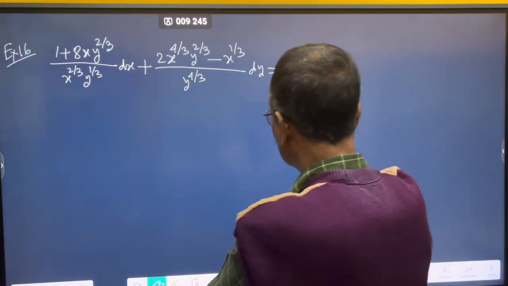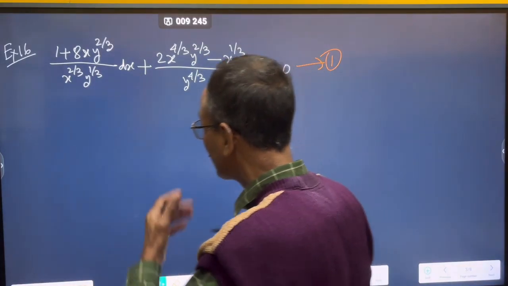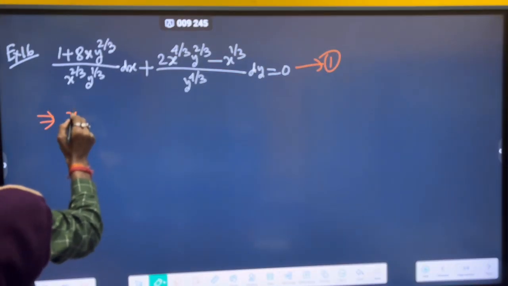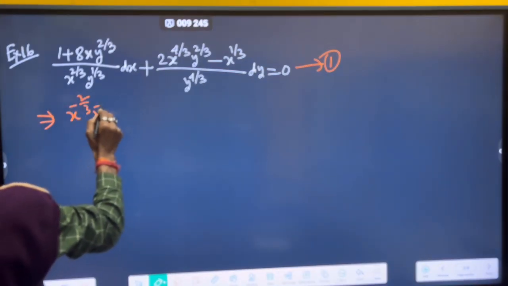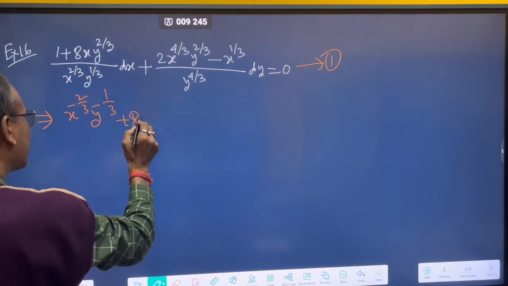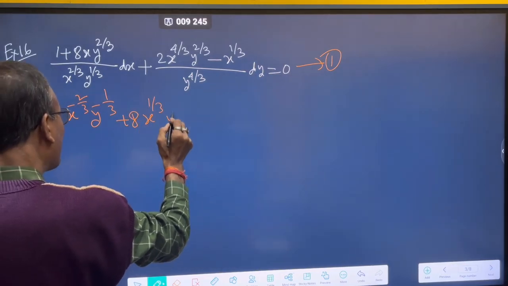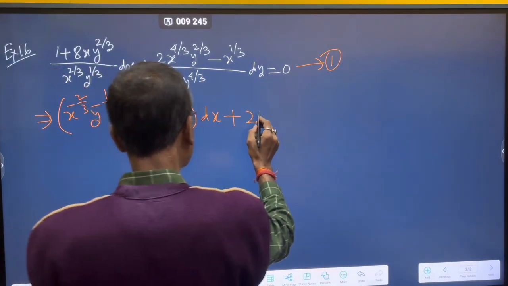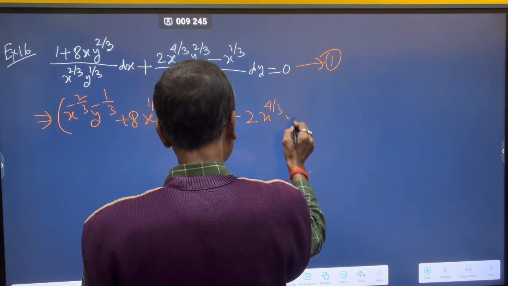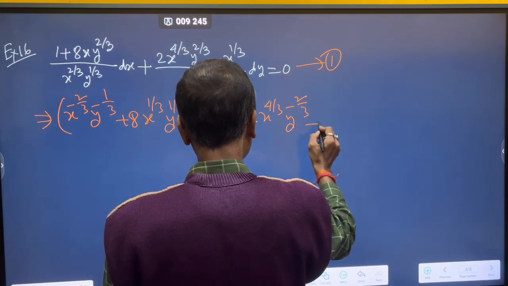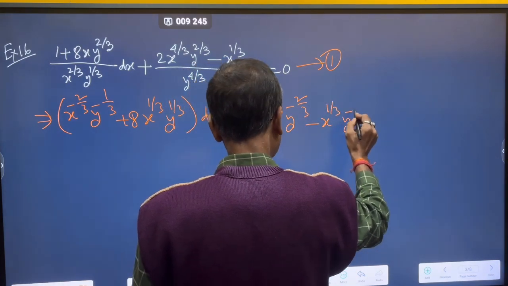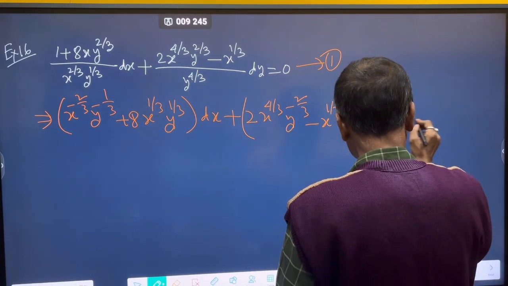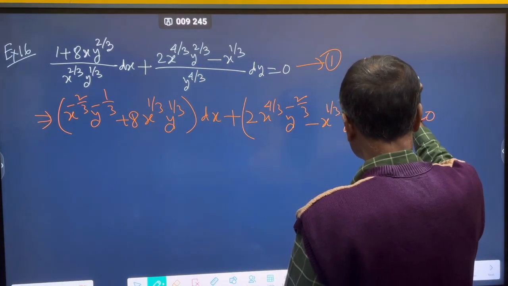The grouping method. This is number 1. This means the method of grouping. x to the power minus 2 by 3 y to the power minus 1 by 3 plus 8 x to the power 1 by 3 y to the power 1 by 3 dx plus 2 times x to the power 4 by 3 y to the power minus 2 by 3 minus x to the power 1 by 3 y to the power minus 4 by 3 dy equal to 0. Grouping method.